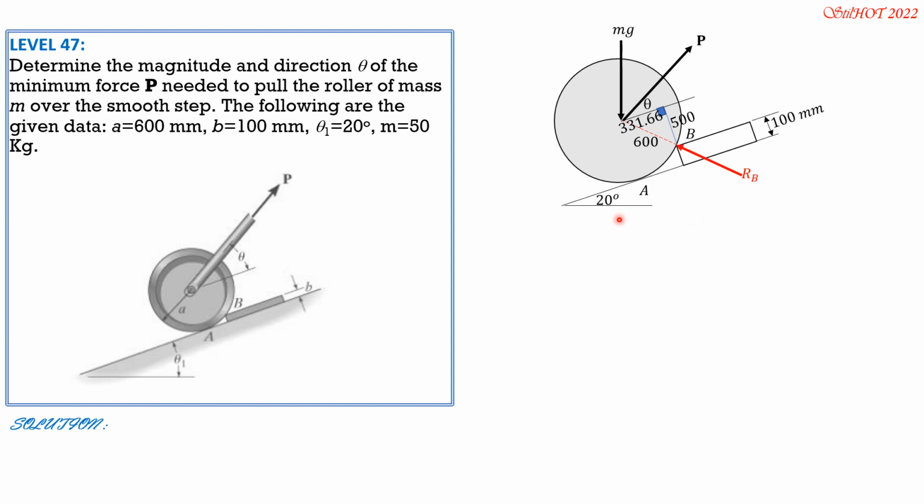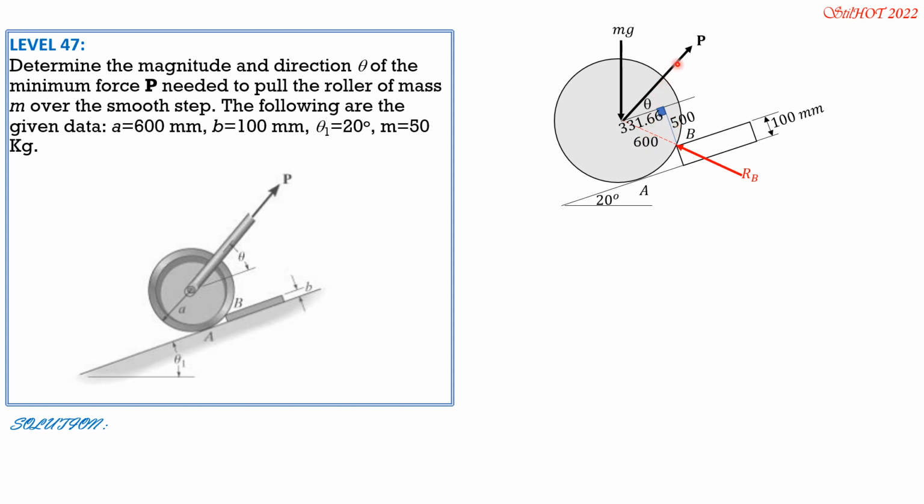So theta is 120 degrees. This is the reaction at B, which will pass through the center of this roller because the system is frictionless. Then the radius is 600 mm, and because this is 100 mm, this distance is radius 600 minus 100, so 500 mm. Then because that's a 90-degree triangle there, this is the square root of 600 squared minus 500 squared, 331.66 mm.